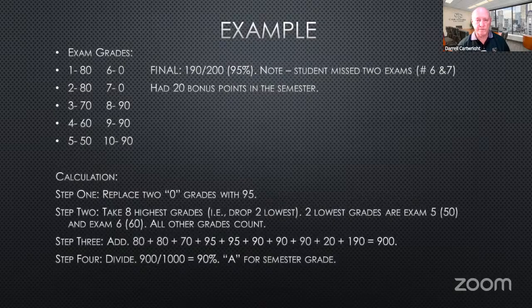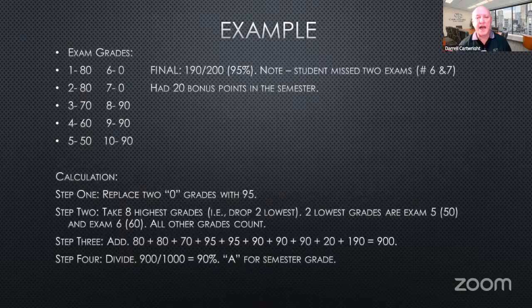Step two, now that we've done that, we take the 8 highest grades, which is the same thing as dropping the 2 lowest grades, and all other grades count, just the 8 highest grades after we drop the 2 lowest grades. The 2 lowest grades are a 50 and a 60, not a 0 and a 0. The 0 and the 0 are gone. They're both 95s now. They're both gone.